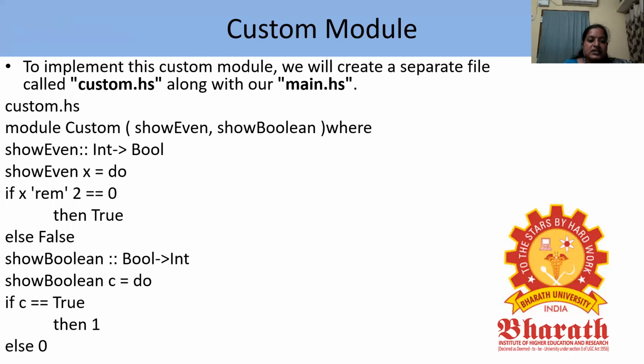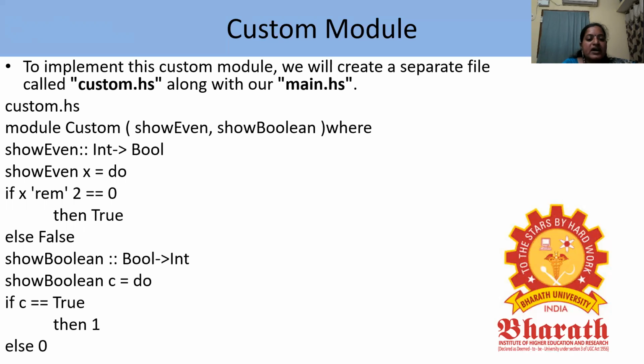Okay, and the next one, the custom module. In the custom module, we are going to create two Haskell files. To implement this custom module, we will create a separate file called custom.hs, along with our main.hs. So we have two files, custom.hs and main.hs. In custom.hs, we are going to create two functions: module Custom (showEven, showBoolean). Okay, showEven and showBoolean are the two functions we are going to use.